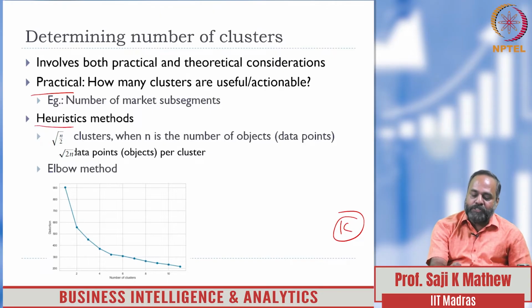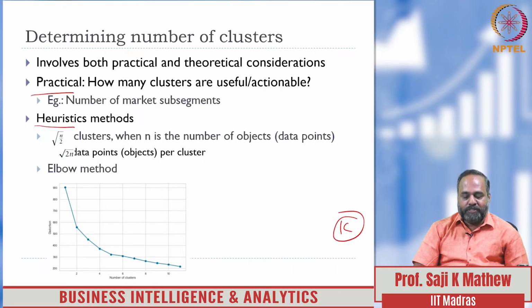Then there are heuristic techniques. One heuristic is, if n is the number of objects or number of records, square root of n by 2 is one suggested number of clusters. And there should be a square root of 2n data points in each cluster, that is a minimum cluster size. This is one recommendation. This may conflict with the practical consideration, so these are sort of suggestions.